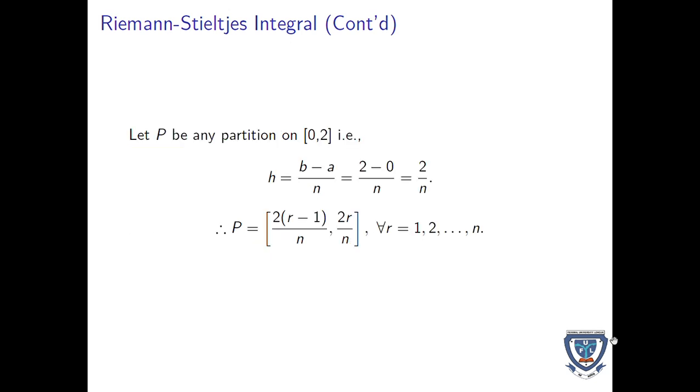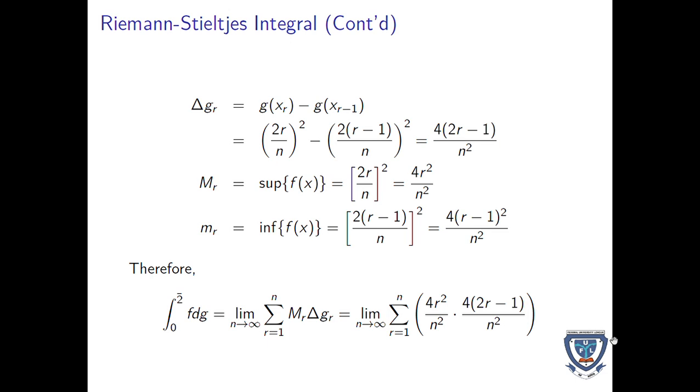Now, how would the partitioning look? Let P be any partition on 0, 2. That is, when you subtract, you have 2 over n. You now multiply the 2 over n by r minus 1 and by r. So you're going to have 2 times r minus 1 over n as the infimum and 2r over n as the supremum, for all r equal to 1 to n.